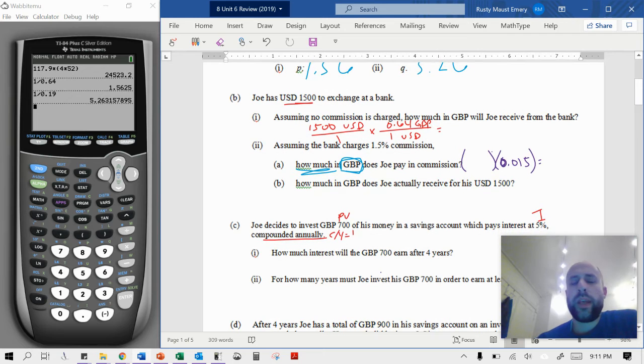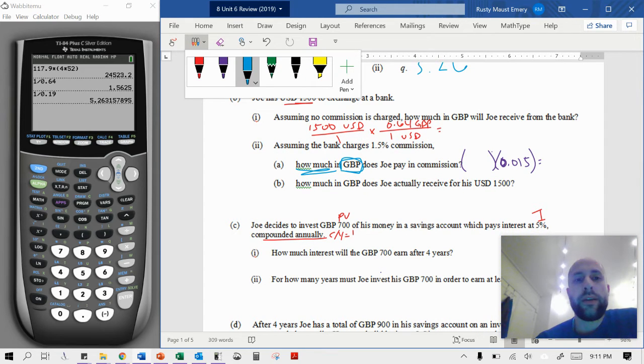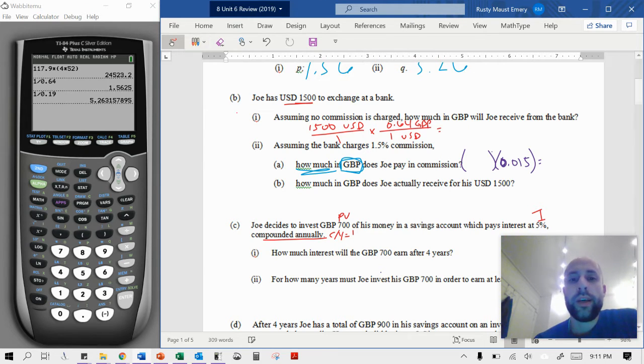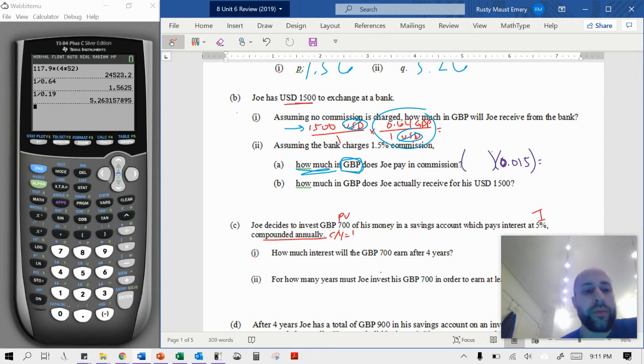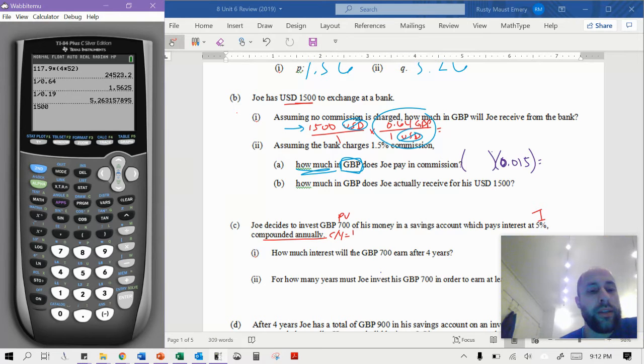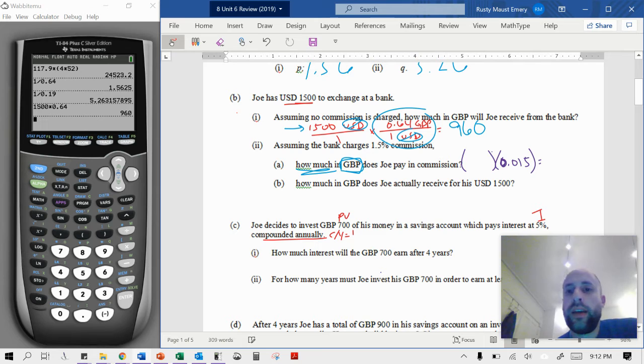In part B, it says Joe has $1,500 to invest, and assuming that no commission is charged, I have the conversion set up here already as a dimensional analysis. With dimensional analysis, you want to make sure your units cancel. So we're starting with the 1,500, and this is the conversion we're given, and my units cancel. So really, I'm just taking 1,500 times 0.64, and that gets me 960. And that is Great British pounds.